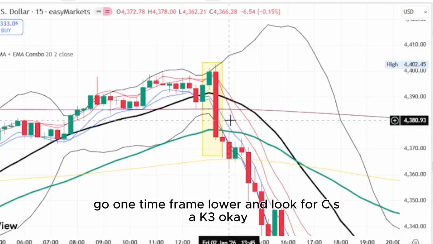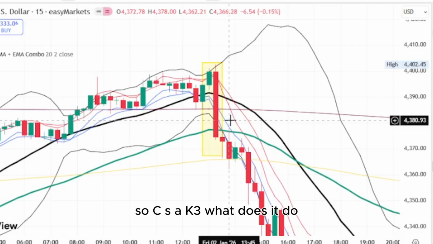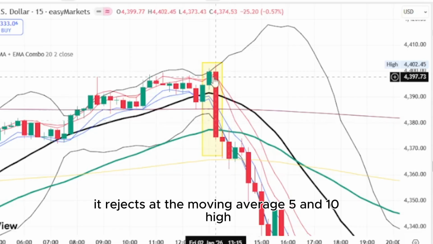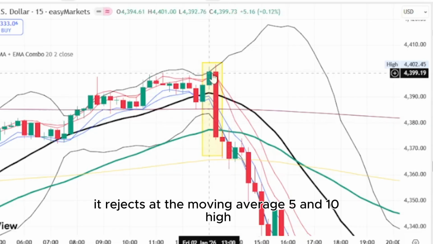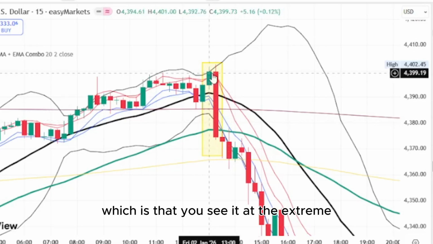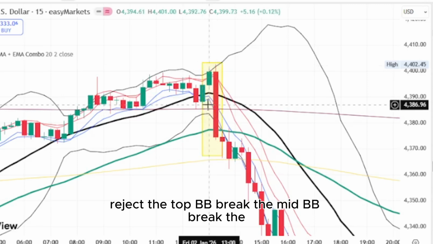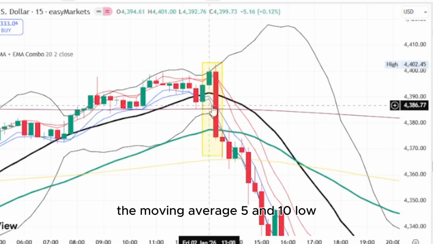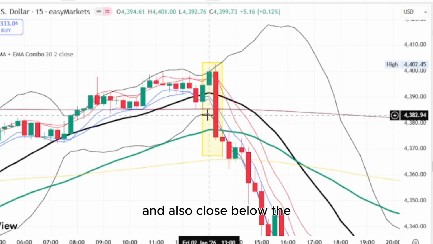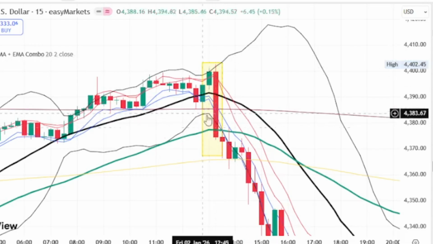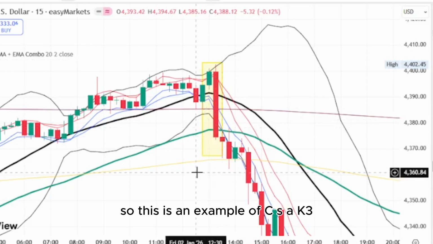Okay, so CSAK 3, what does it do? It rejects at the moving average 5 and 10 high, which is that you'll see it at the extreme. It will also reject the top BB, break the mid BB, break the moving average 5 and 10 low, and also close below the bottom or the low BB, the low Bollinger Band. When I say BB, I'm referring to the Bollinger Band. So this is an example of CSAK 3.